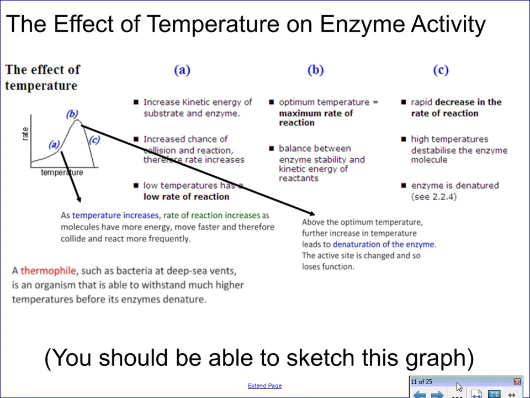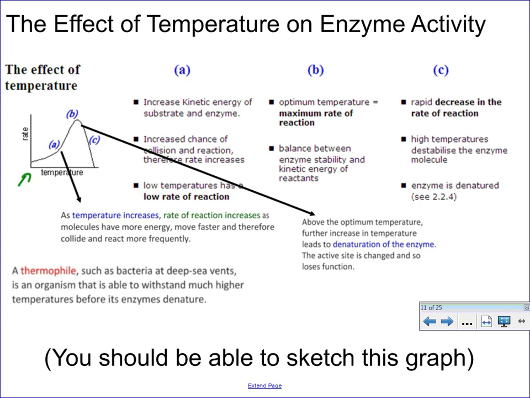So there are a number of conditions in which enzyme activity can be affected, which include temperature, pH, and substrate concentration. The first that we'll look at is the effect of temperature on enzyme activity. Here we have a graph that demonstrates what happens to enzyme activity as temperature increases.